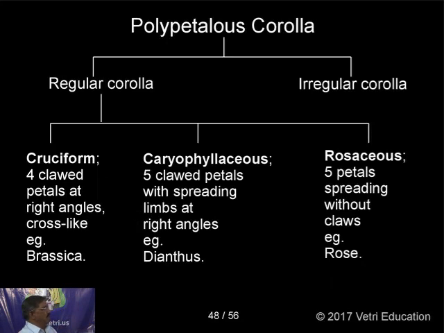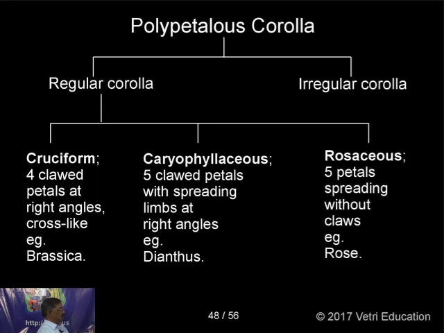In this polypetalous, regular corolla and irregular corolla. That is, regular corolla means actinomorphic, irregular means zygomorphic corolla. In this regular corolla, there are 3 types. One is called the cruciform corolla, another is called caryophyllaceous, and the third one is the rosaceous.